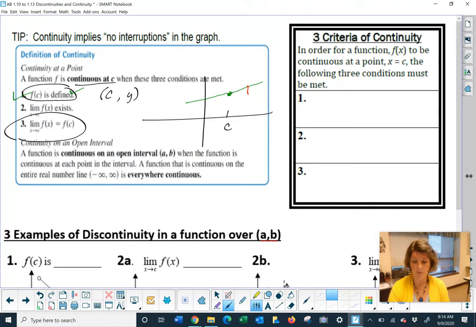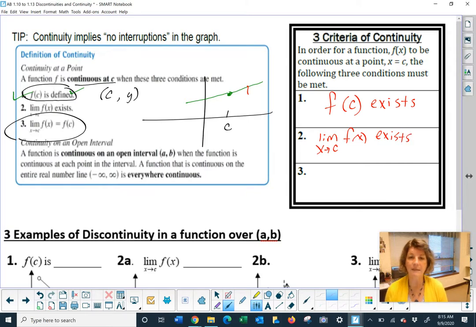So over on the right you have a box, and it just says, in order for a function f of x to be continuous at point x equals c, the following 3 conditions must be met. See if you can spell them out. f of c exists, or is defined. That means the point exists. The limit exists as we approach c of our function f of x.